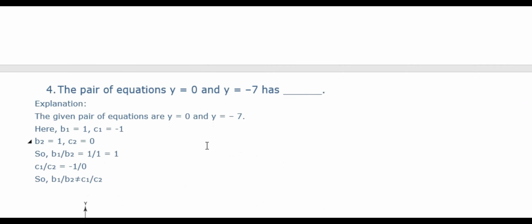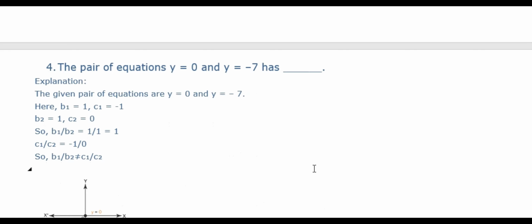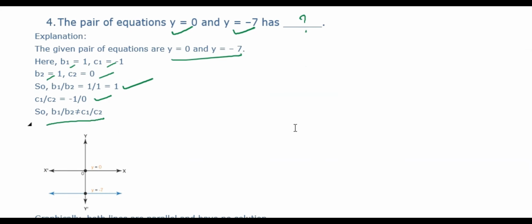Next question on your screen you can see: the pair of equations x plus y equal to 0 and y minus 7, what is this? So for the given pair of equations, we have b1, c1, b2, c2. So b1 by b2 equal to 1 by 1 equal to 1, and c1 by c2 is 1 by 0, which is not defined. So it is not b1 by b2 equal to c1 by c2. That means, by showing the picture, you can understand.